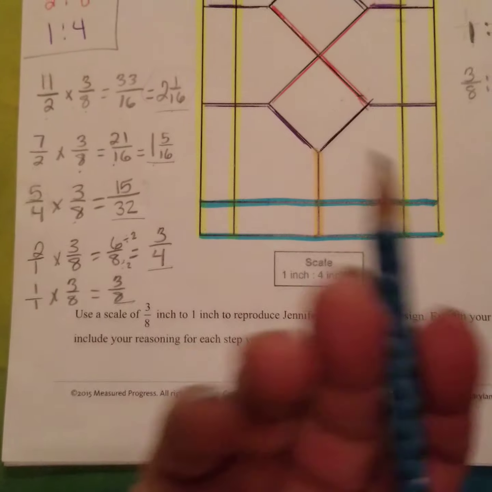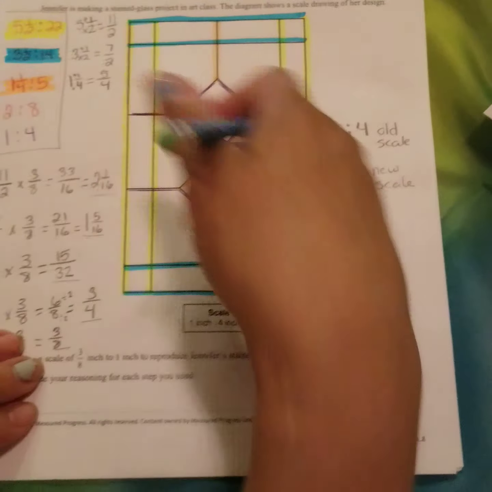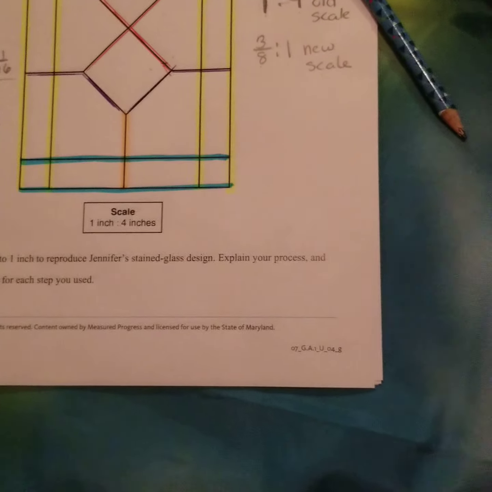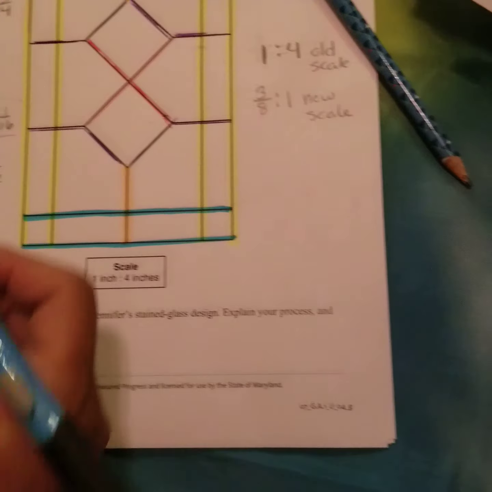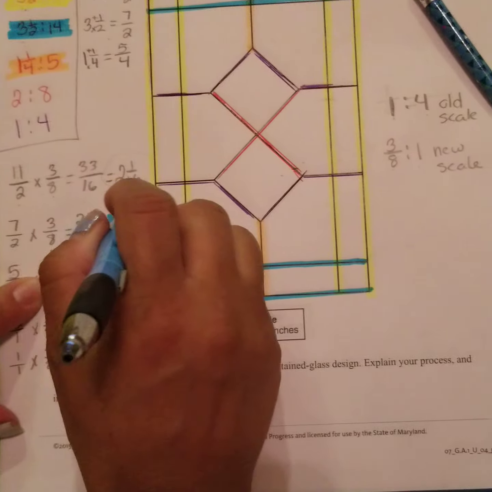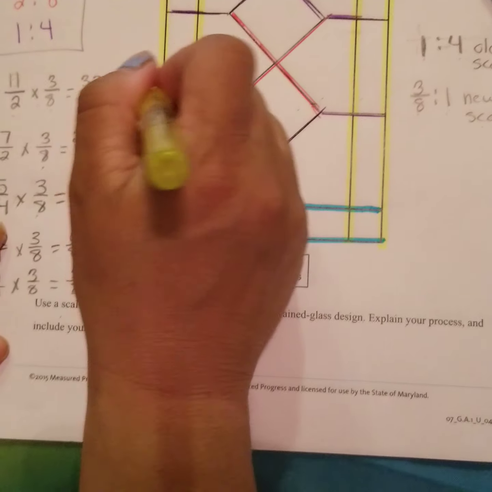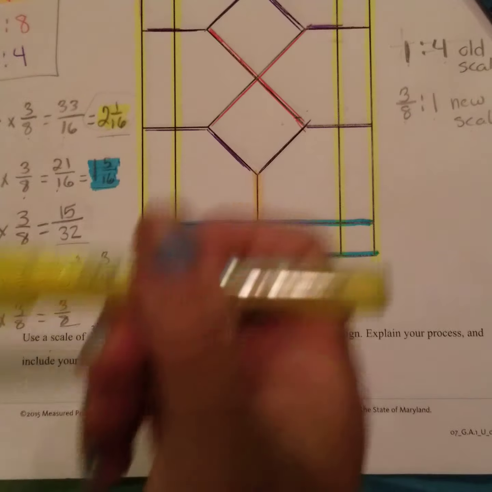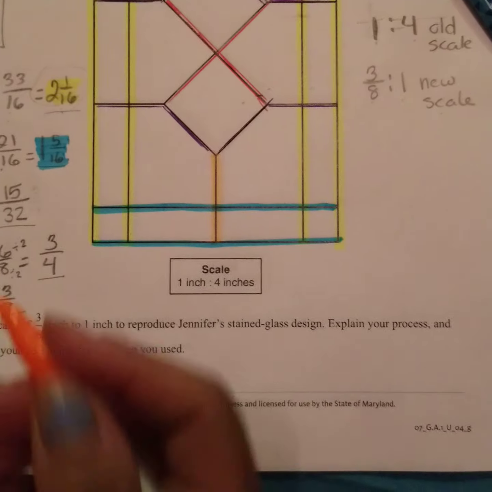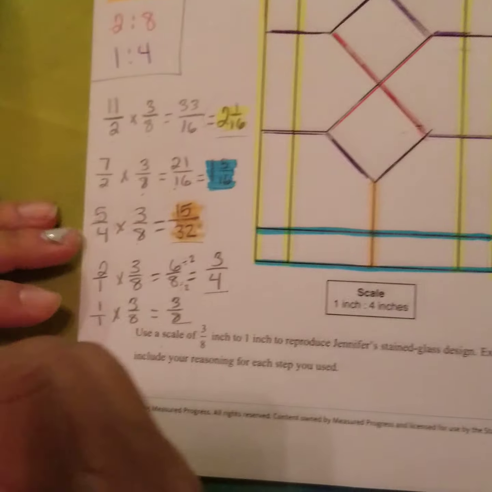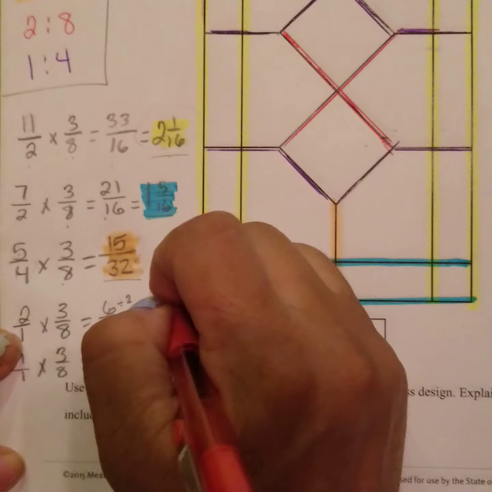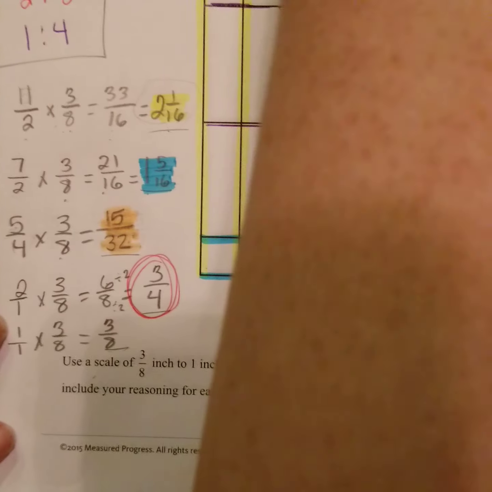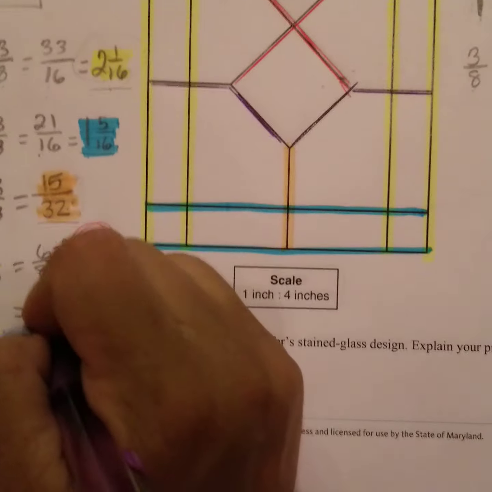we need to recreate or reproduce and draw this stained glass window. So I want to make sure I get the right measurements here. So this is now blue. This is my blue line. This is my yellow line. This is my orange line. This is red. And this is purple.